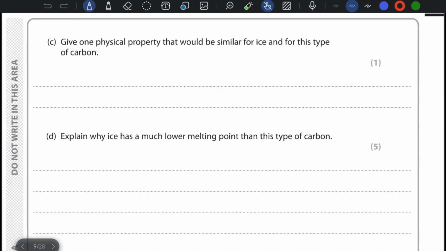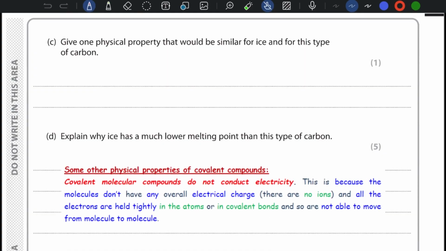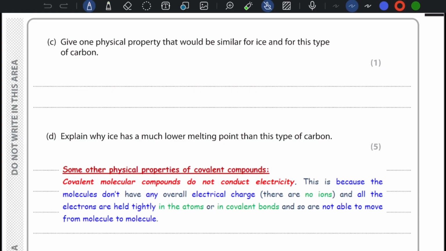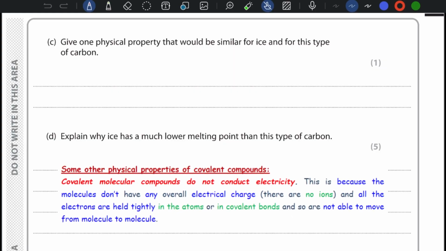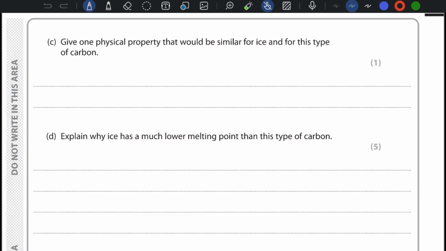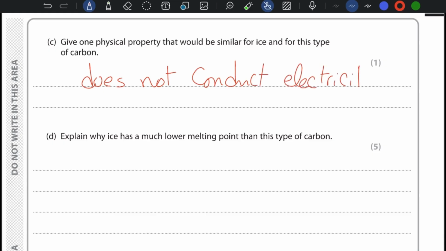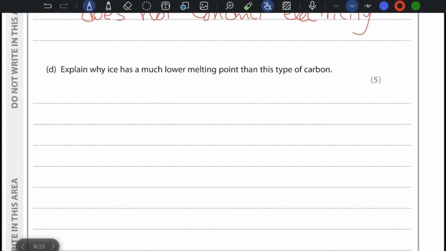Next question, give one physical property that would be similar for ice and for this type of carbon. This type of carbon is considered as diamond, so it's transparent. For example, it's hard, but I prefer to write that both of them do not conduct electricity. Remember that graphite, the other form of carbon, conducts electricity.